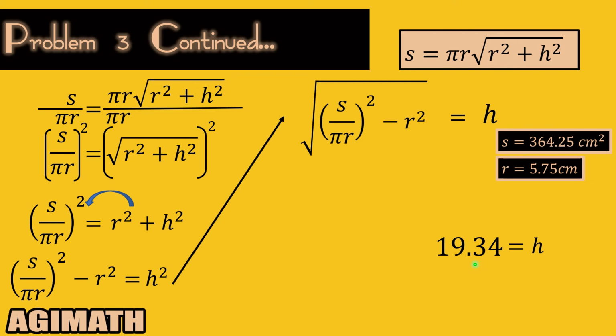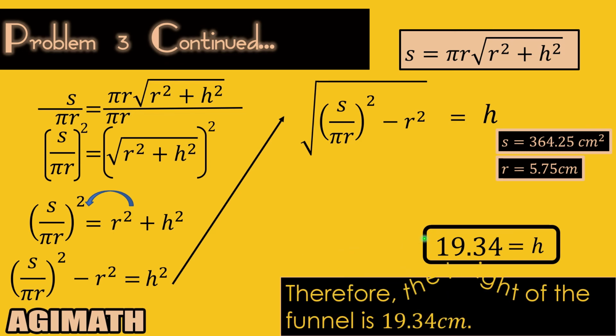19.34. And then for the last part, the checking, since I do not have enough area, you can do it by yourselves. You do the checking with the original problem. Thank you. Therefore, we have the height of the funnel is 19.34 centimeters. And that is problem number 3.